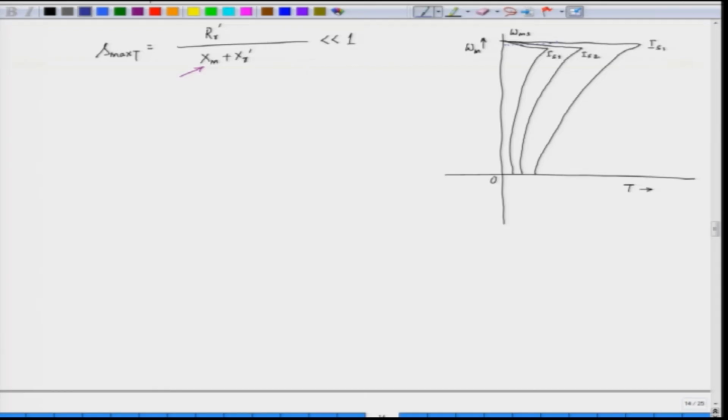Let us say we operate corresponding to IS1, this value of slip, this is the speed here. So, slip will be of the order of something like 0.001, which is a very small value. This is the slip for the rated torque.